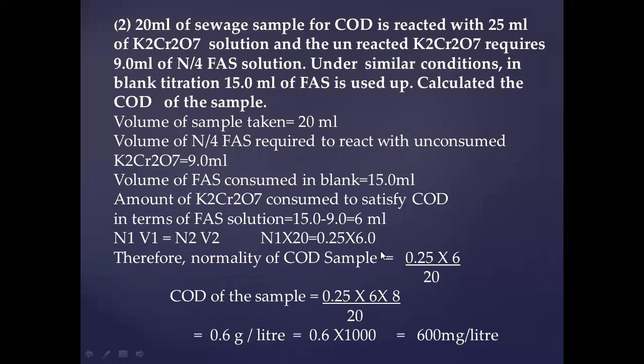0.25 divided by 20. If you simplify this, you are going to get 0.075. Then multiply it with 8, then again multiply it with 1000. Then in that case, you are going to get the answer as 600 mg per liter.